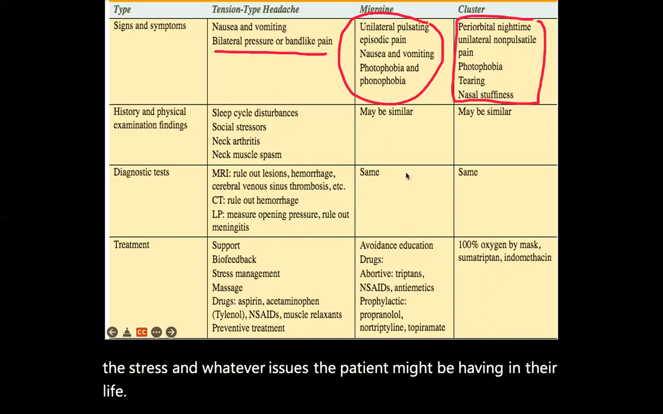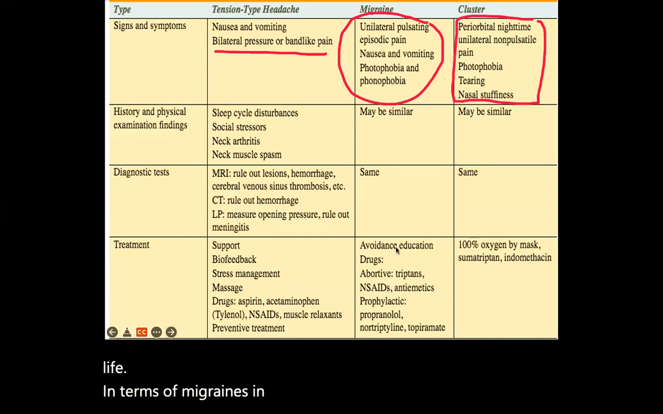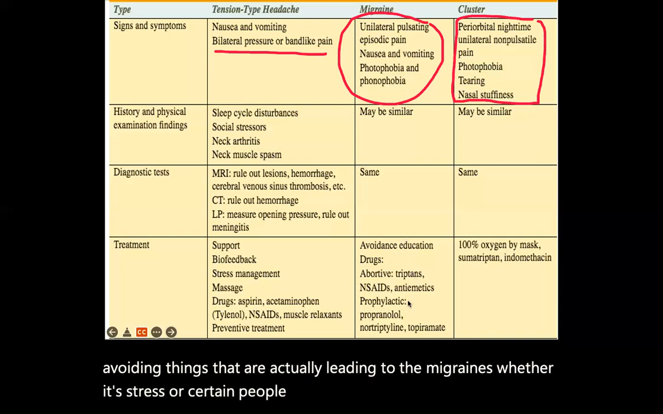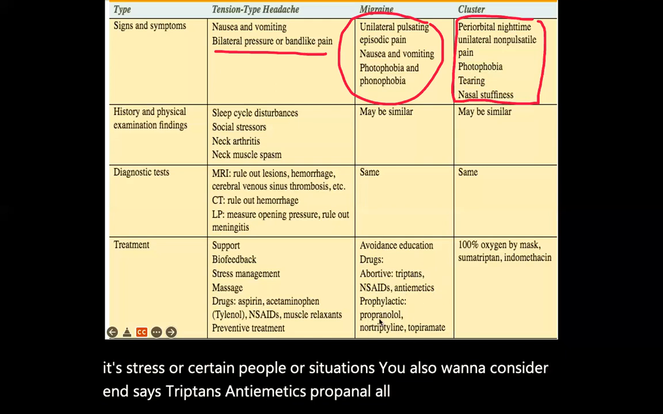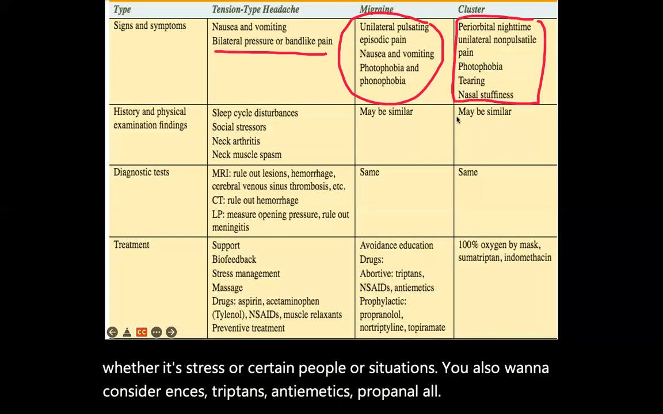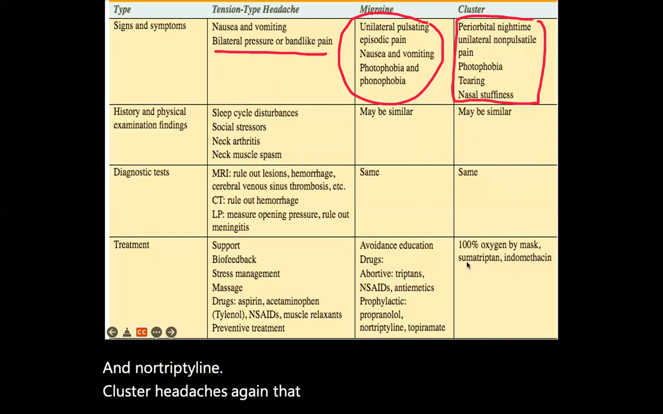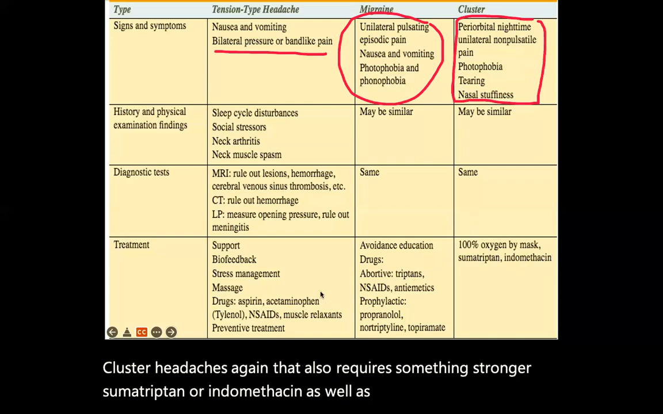In terms of migraines, in terms of treatment, you want to talk about avoiding things that are actually leading to the migraines, whether it's stress or certain people or situations. You also want to consider NSAIDs, triptans, antiemetics, propranolol, and nortriptyline. Cluster headaches, again, that also requires something stronger. Sumatriptan or indomethacin, as well as oxygen, can be very effective on cluster headaches.